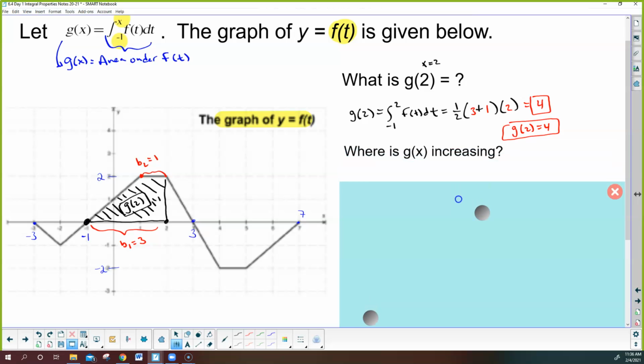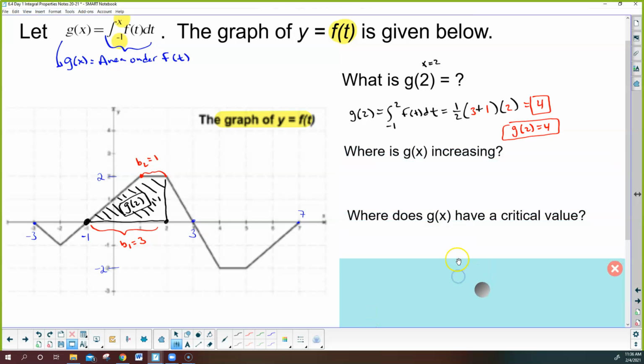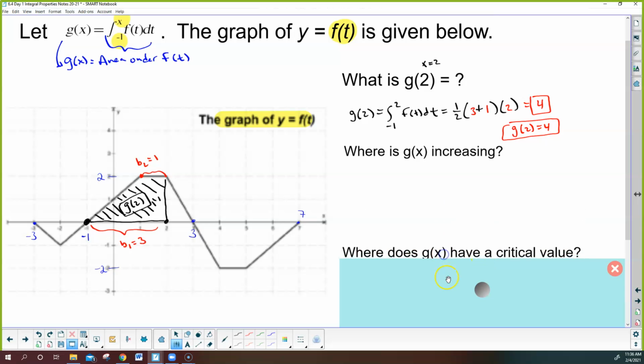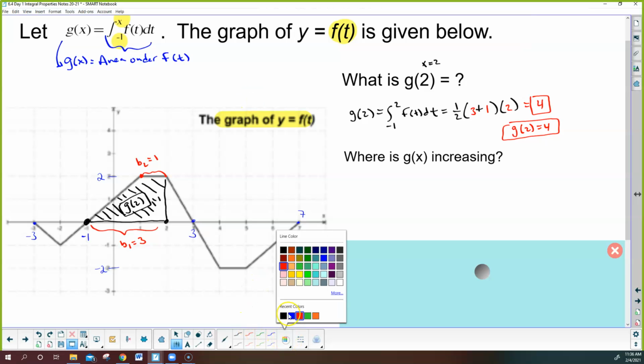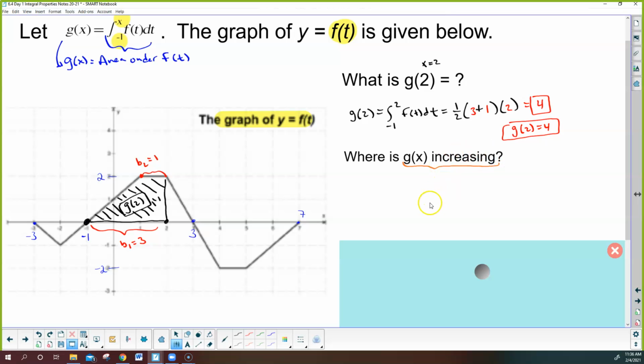Now, I hope you'd feel comfortable with that, because that's not where these problems get really challenging. The challenging part is now, what if I ask you questions about the function g? Okay, and this is where the fundamental theorem of calculus really comes into play. So, where is g increasing? Well, we've learned something about that word increasing dealing with derivatives. So if g is increasing, that means that the derivative of g has to be greater than 0 when the original function is increasing.